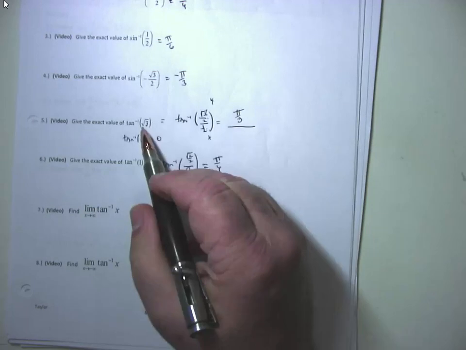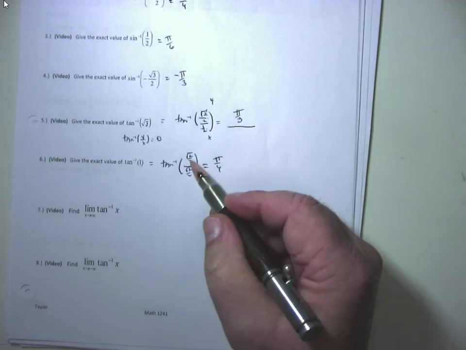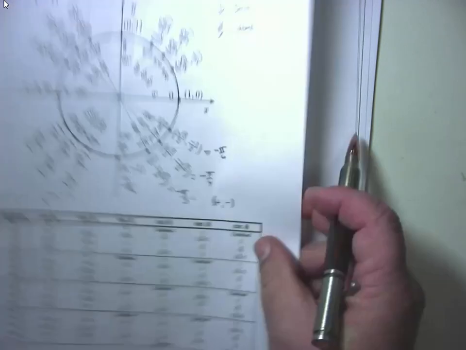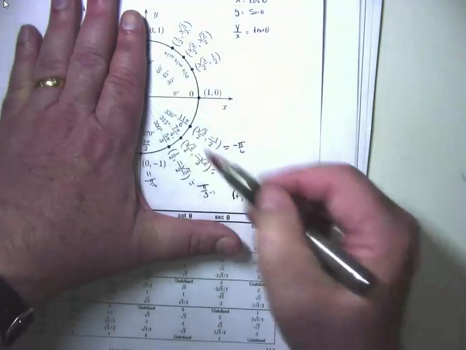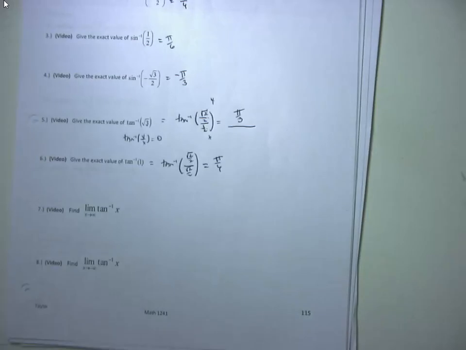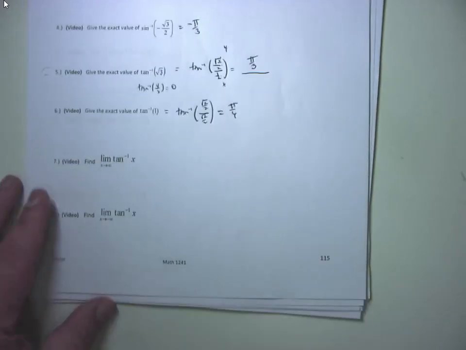If I said negative 1, then one of these guys would be negative, and it would be the y-coordinate being negative because I've got to be over here, and it would have been negative pi fourths as your answer. This is how you use the unit circle stuff. Last two that I actually did on the video.